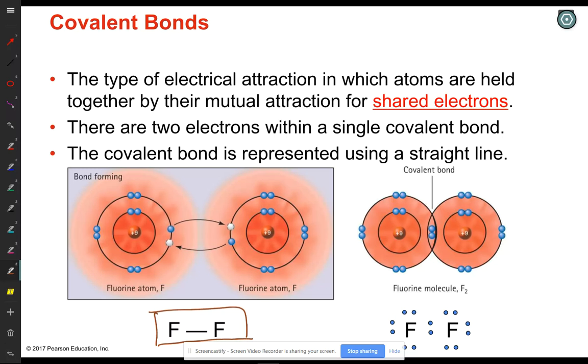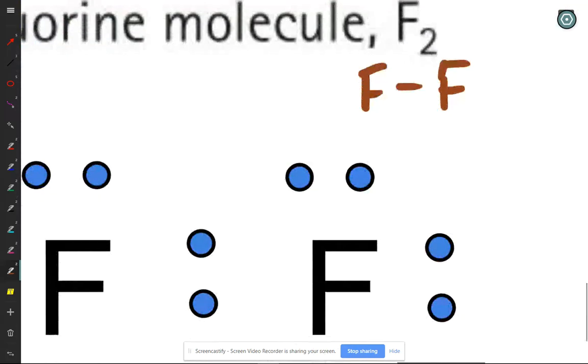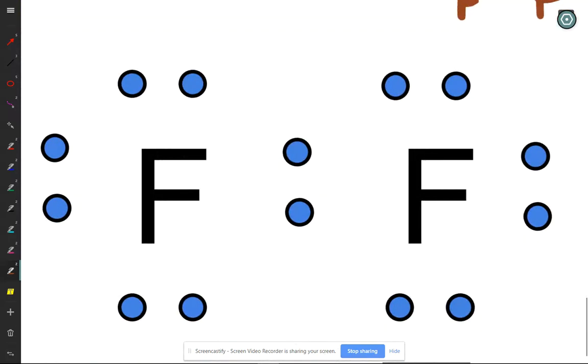And so we write it chemically as F2, which you see right there. It's F2, but if we show the bonds, we show F bonded to F. And then here's the electron dot structure of that bond. This is called covalent. Why is it called covalent? Because it's sharing the electrons.